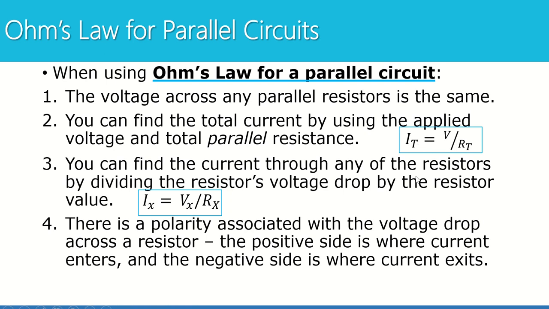Then you can find the current through any of the resistors in your parallel circuit by, again, using Ohm's law. In a parallel circuit, all of the resistors are in parallel with each other and the source. They all have the same voltage. So I know the voltage across each resistor, and I can use Ohm's law right here to find the current through each resistor. And once again, there is a polarity associated with the voltage drops that you see in a parallel circuit, the same way that we see that for a series circuit.